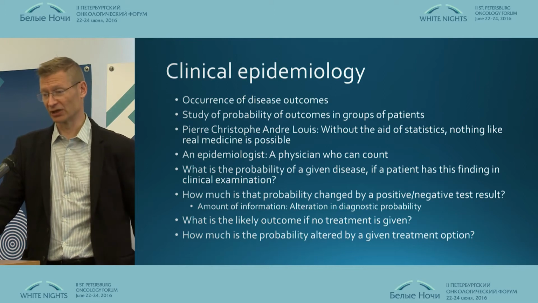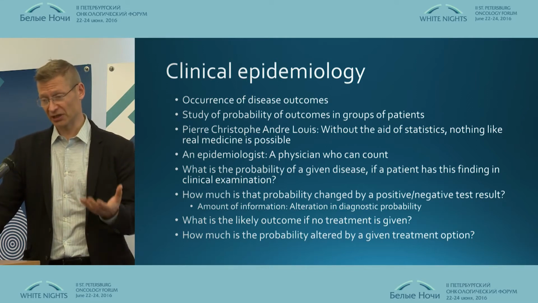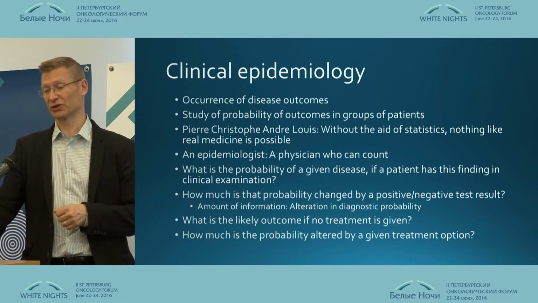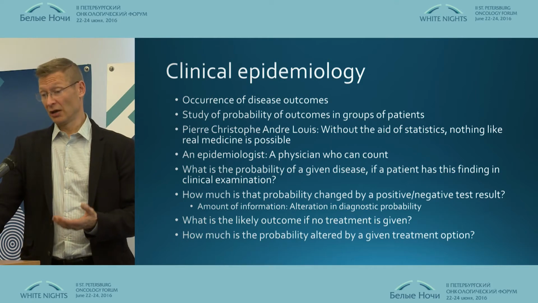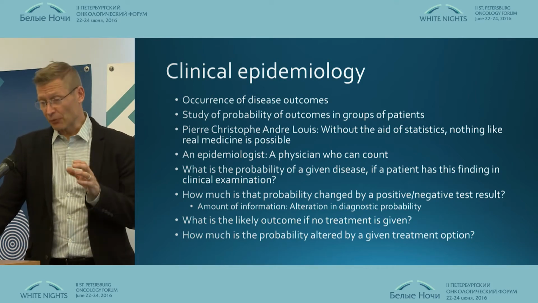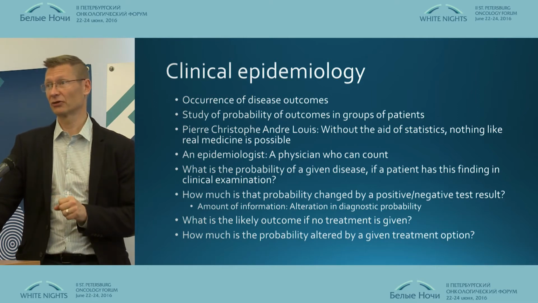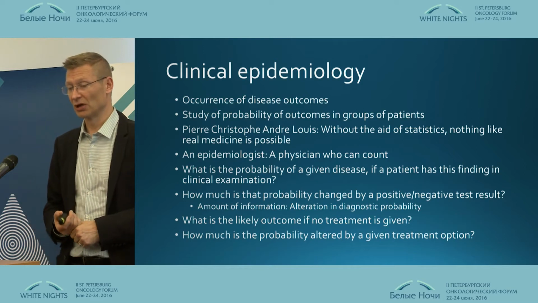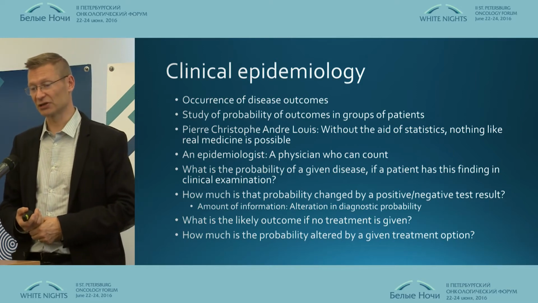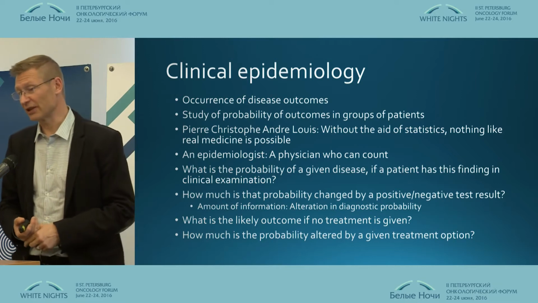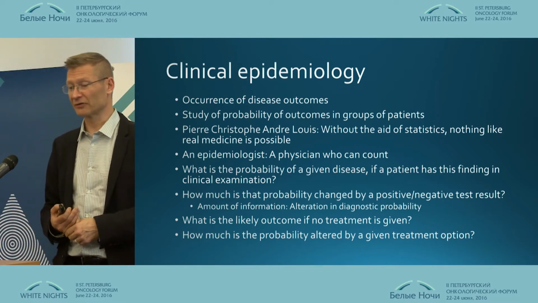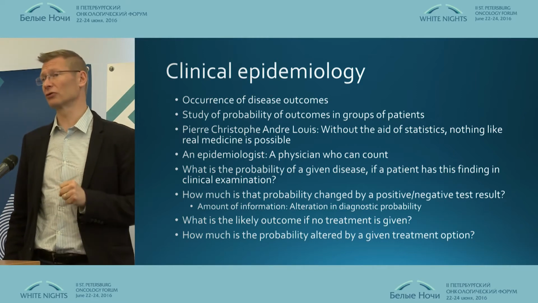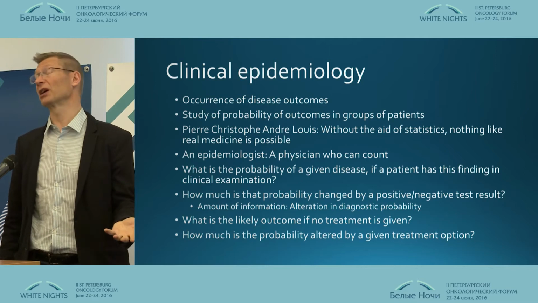Meaning that we need to collect large materials, we need to make systematic observations, we need to think in stochastic terms, try to collect events and express them as probabilities and then risks. So this is basically the approach that we use in epidemiology, and there was also a famous 19th century French physician, Pierre Louis, who already said that without the aid of statistics, nothing like real medicine is possible. Just showing that, okay, we need to systematically record what are the outcomes of our own patients and study them.